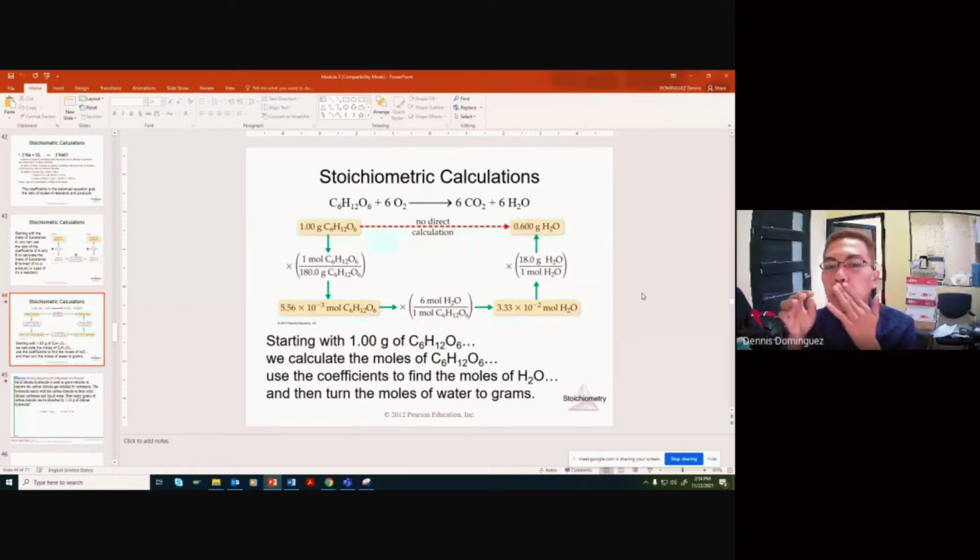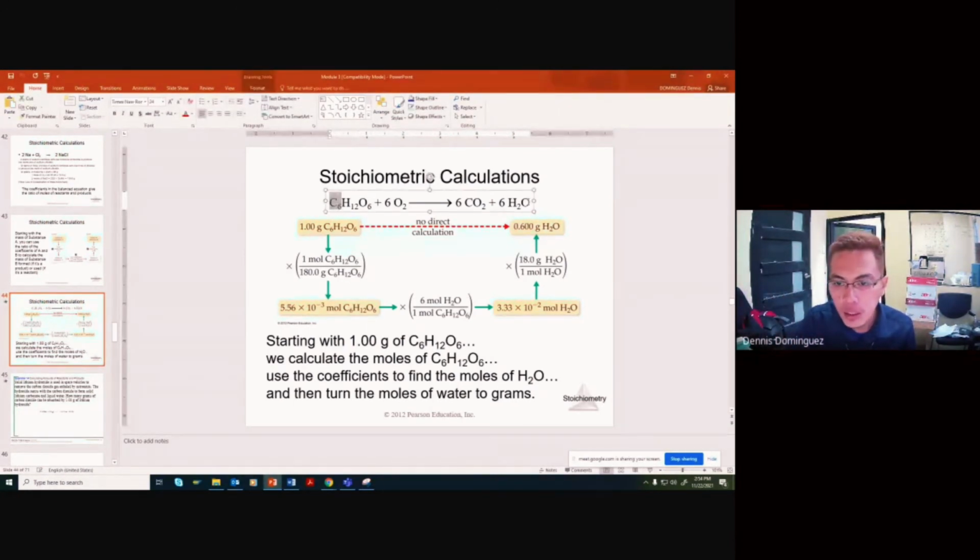So say for example, the combustion of glucose. Once you combust the glucose, the result is CO2 and water. So let's balance it. Let's check: you have 6 carbon here, then you have 6 carbon in the product.